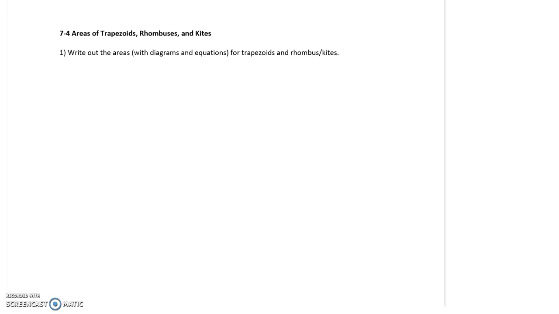So lesson 7-4 is about the areas of trapezoids, rhombi or rhombuses, and kites. The mandatory part of the notes is just make sure you actually get the formulas written down. Whenever you have a formula for area, you should always include a diagram. So we'll start with trapezoids.